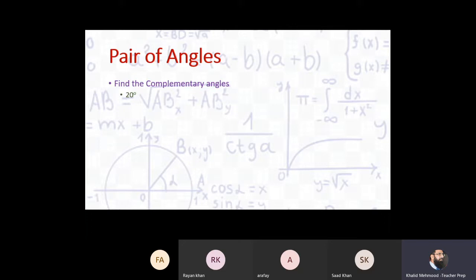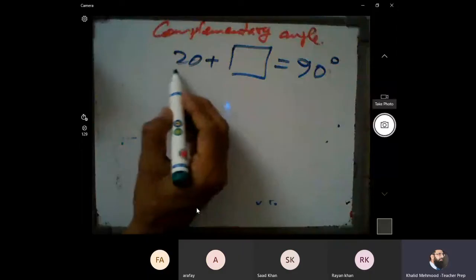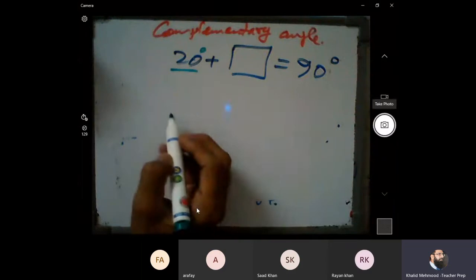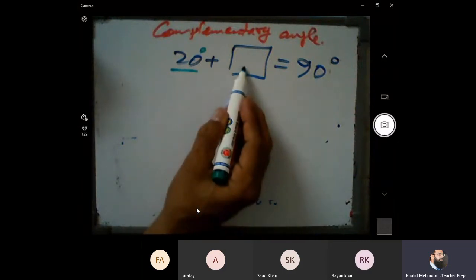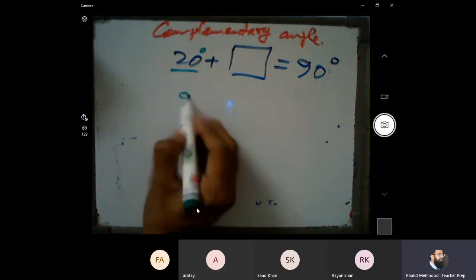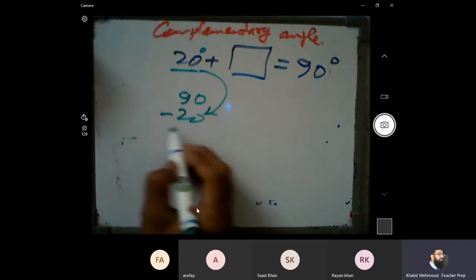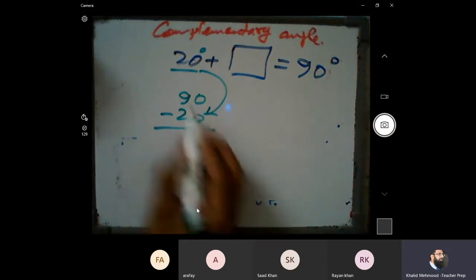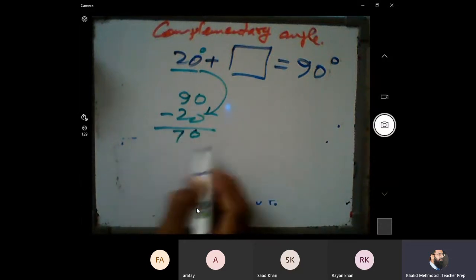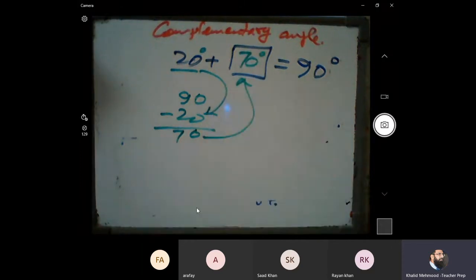Well done. Let's see now how we'll do it another way. I'm showing the way. We have 20 degree, and we need to find the complementary angle of the other, which makes 90 degree. So we can do one thing: 90 minus 20 minus this angle. So we'll get the other angle, and 9 minus 2 is 7, so 70 degree is our complementary angle.